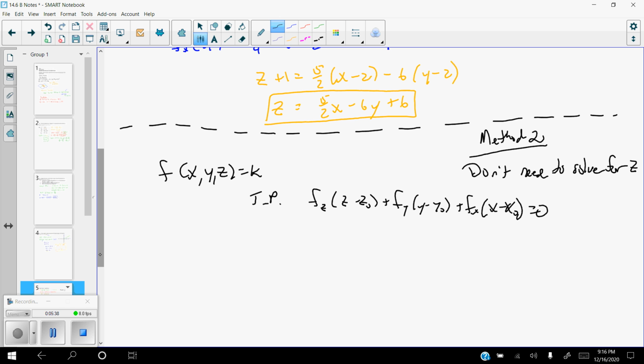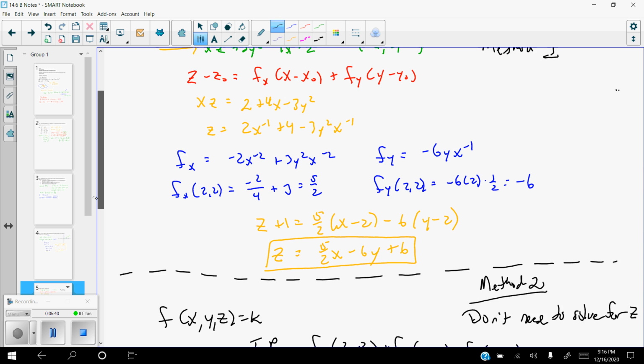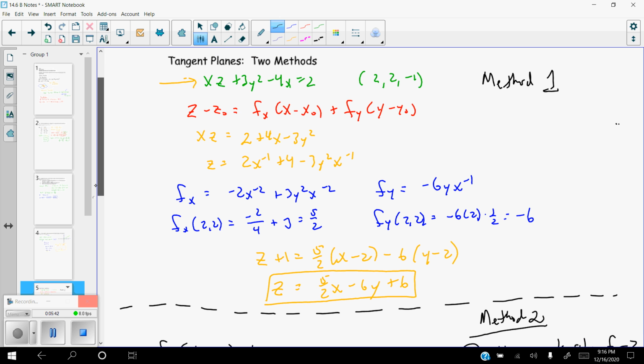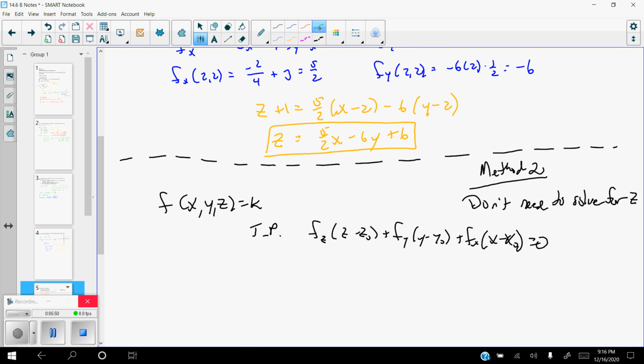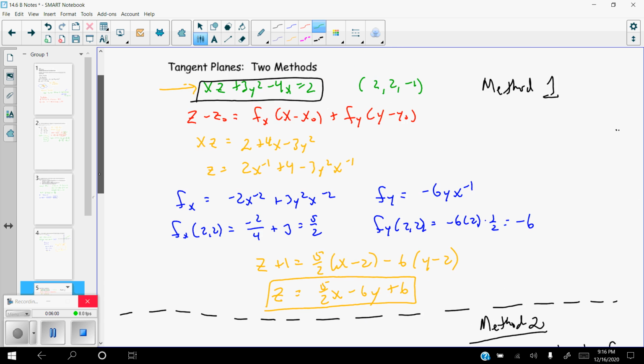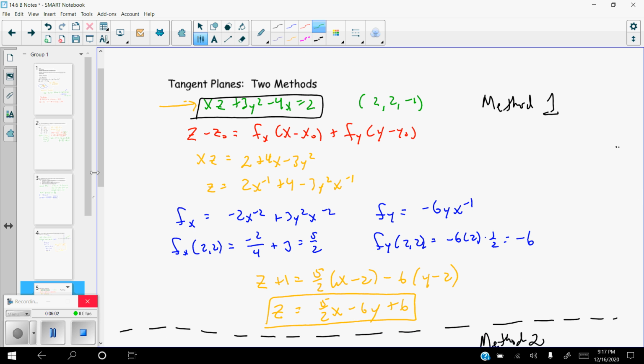So we want to do that with exactly the same equation up here. I'm going to take the partial of this with respect to z. Well, that's just going to be x. The partial with respect to z is x. I need the partial with respect to y and the partial with respect to x. So the partial of this thing up here with respect to y first is just going to be 6y.